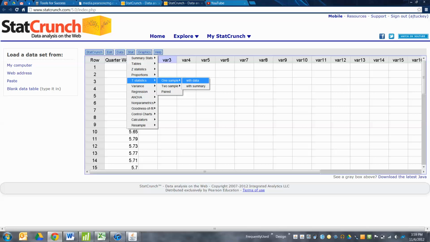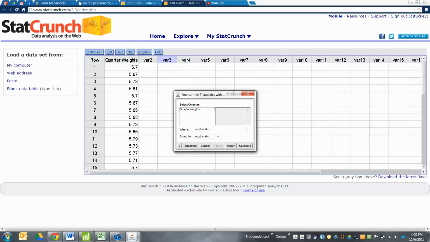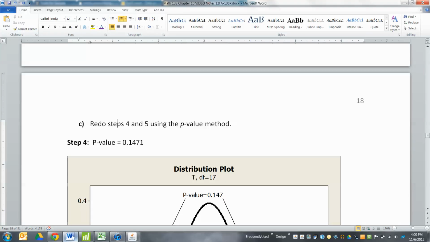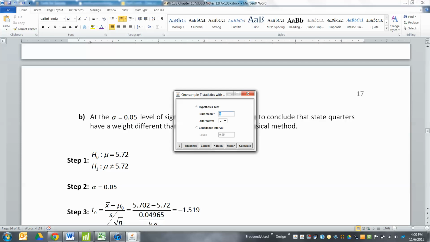Now we actually have data for this problem rather than a summary. Although we could use a summary as well because we've already used Excel to find those summary statistics. But if you didn't want to do that and you just want to type in these numbers, then use t-statistic, 1 sample with data. It says select the column where your data is. So for us it's quarter weight, so I click on that. It puts it over on the right side. Say next. Now what's your null mean? Our null mean was not 0. If you look at our null hypothesis, it was 5.72. So you have to tell it 5.72. It was a not equal to test, so we leave it on the not equal to sign and click calculate.